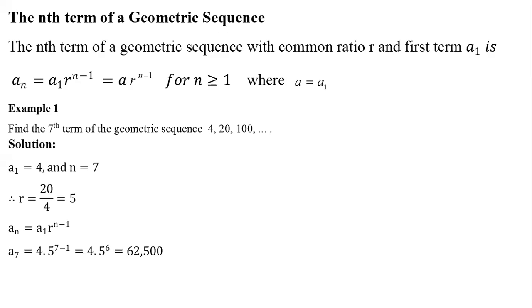You see the solution. The first term is 4. The number of terms, that is the term that we are looking for, is 7. And the common ratio is 5. Then if I substitute into the formula, I have 4 times 5 raised to power 6, which gives me 62,500. Do you understand?